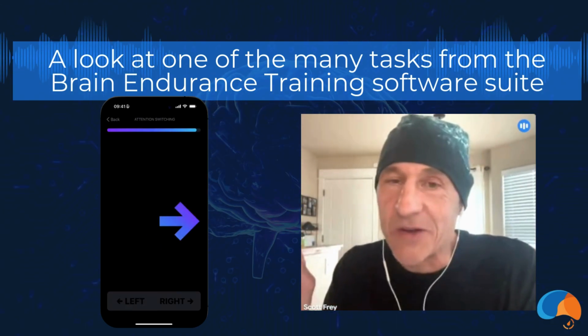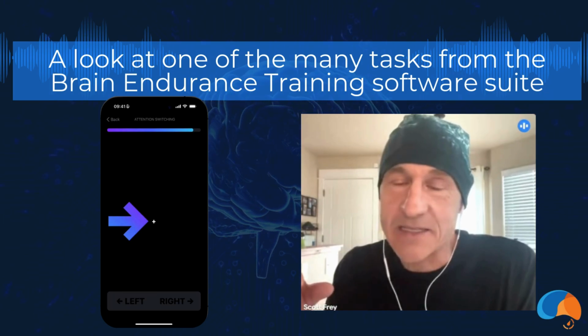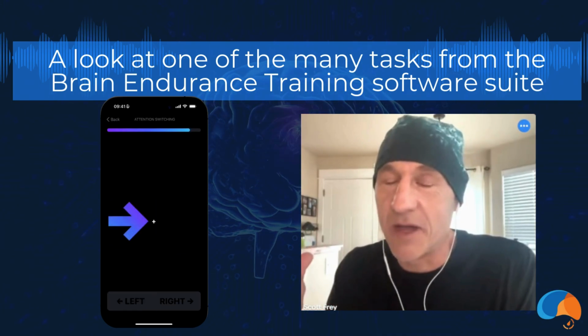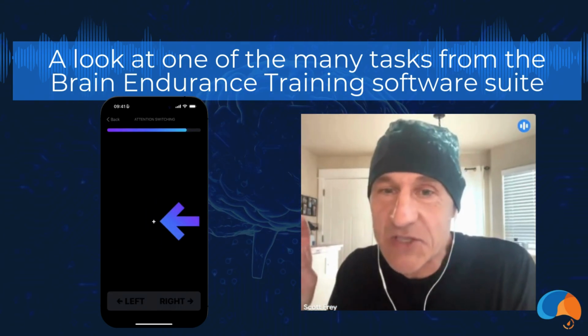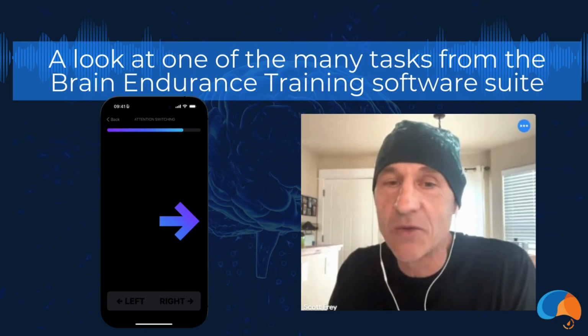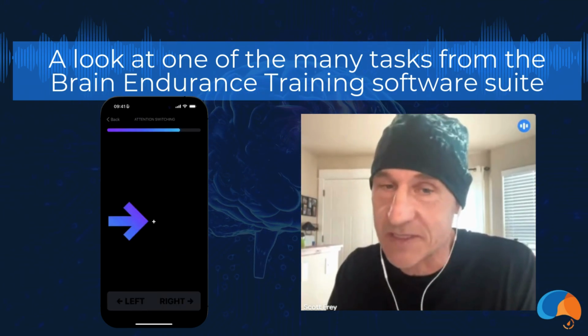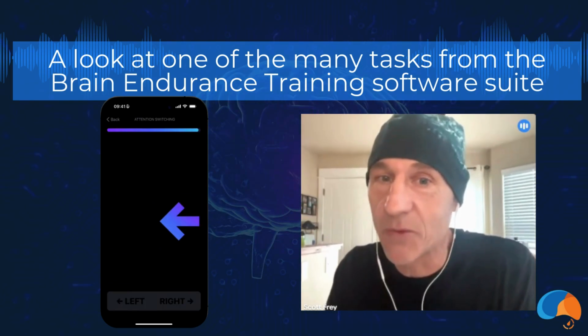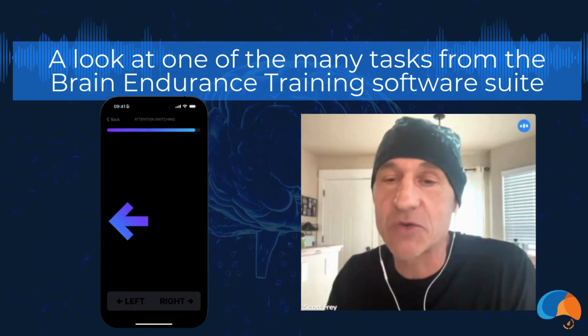I don't know if you could hear it at all. I've done all of these tasks. We have many of them, a multitude of times, and yet there's still that little hesitation when the correct answer is right, for example, because the arrow is pointing right, but the arrow is appearing on the left of the screen.